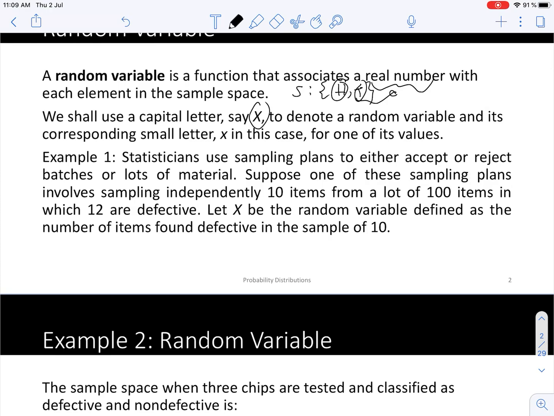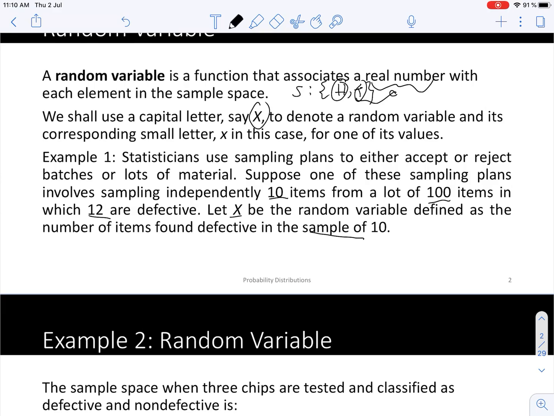Statisticians use sampling plans to either accept or reject batches or lots of material. Suppose one of these sampling plans involves sampling independently 10 items. So 10 items are drawn from 100, that's the whole batch. And we know that there are 12 defective items in the whole batch. In the 100 units, there are 12 that are defective. So X, which is the random variable here, is defined as the number of items found defective in the sample. That means in the 10 items.